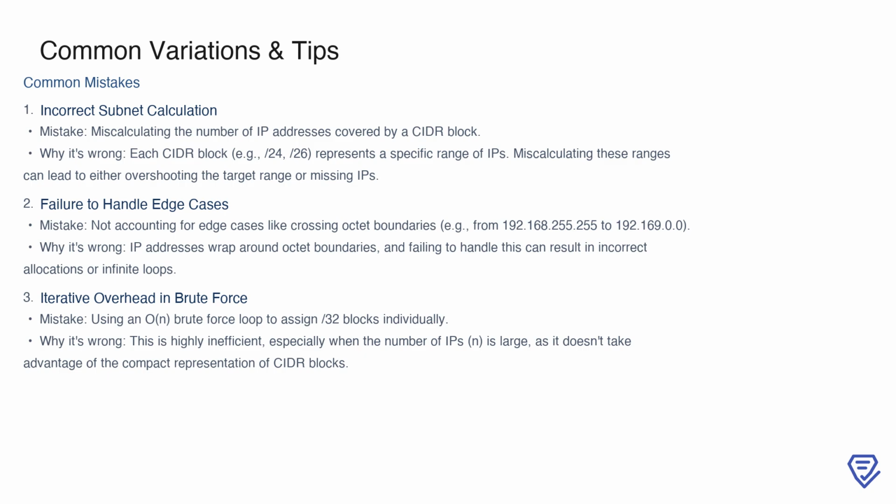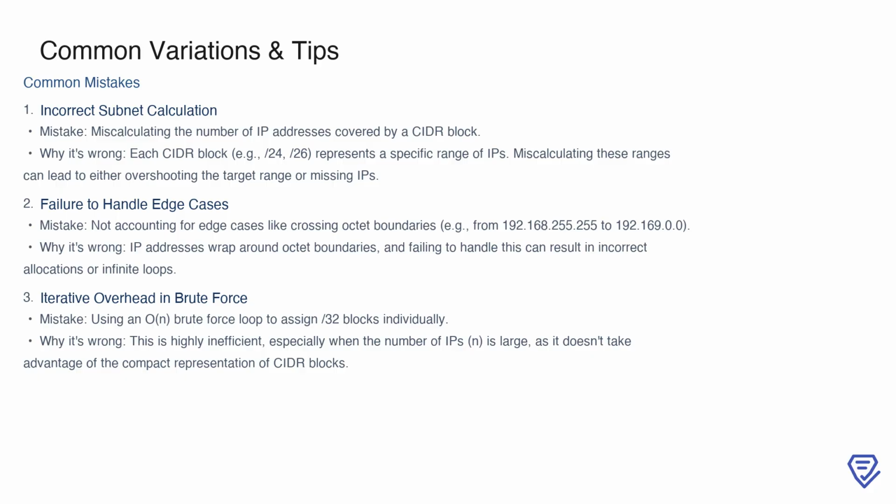For instance, transitioning from 192.168.255.255 to 192.169.0.0 can be tricky, as IPs wrap around octet values. Neglecting this can result in infinite loops or incorrect CIDR allocations. Lastly, an inefficient brute force approach that assigns /32 blocks individually can create significant overhead.